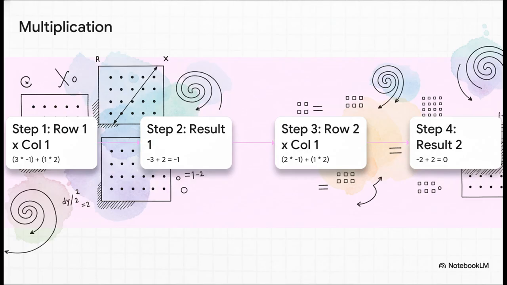2 times -1 plus 1 times 2. That gives us -2 plus 2, which is 0. And boom, there's our result. A nice, simple column matrix with -1 and 0. See? We just combined two matrices into a new one, all by following that one simple row by column rule.